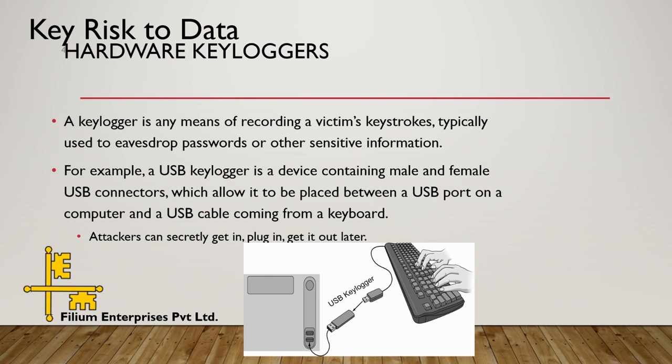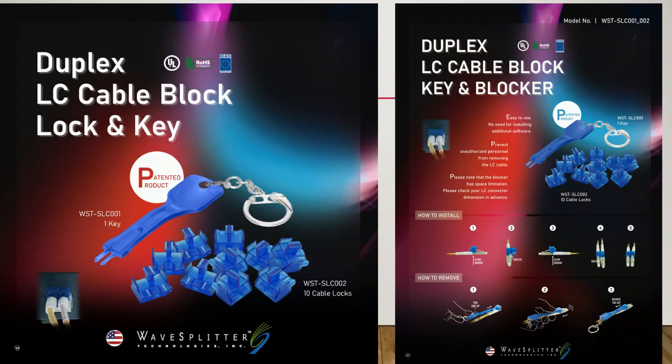And of course, in other kinds of attacks, there's something called a USB data keylogger, which essentially logs the keys that the person is using. This might not be a simple thing, but people can use it surreptitiously and get access to passwords and codes that can again compromise the organization's data. So the answer to that is we have a duplex LC cable block with lock and key.